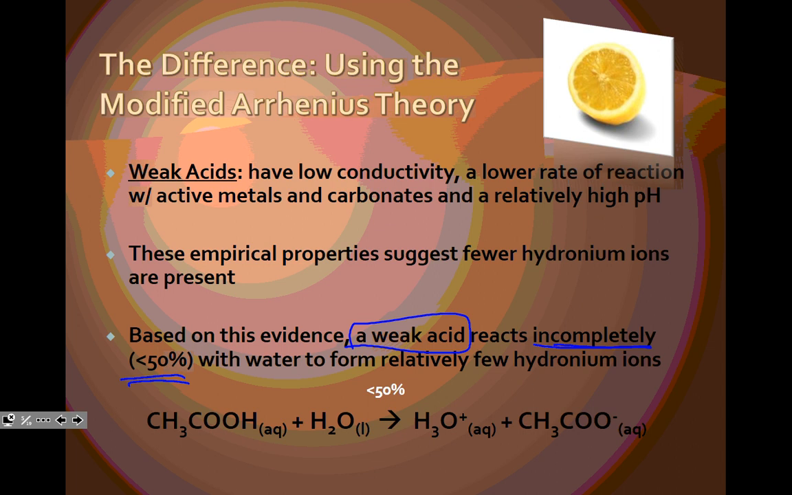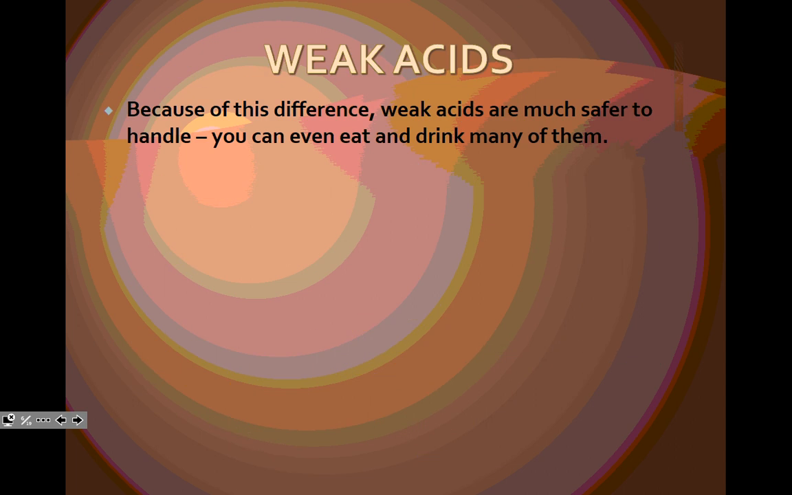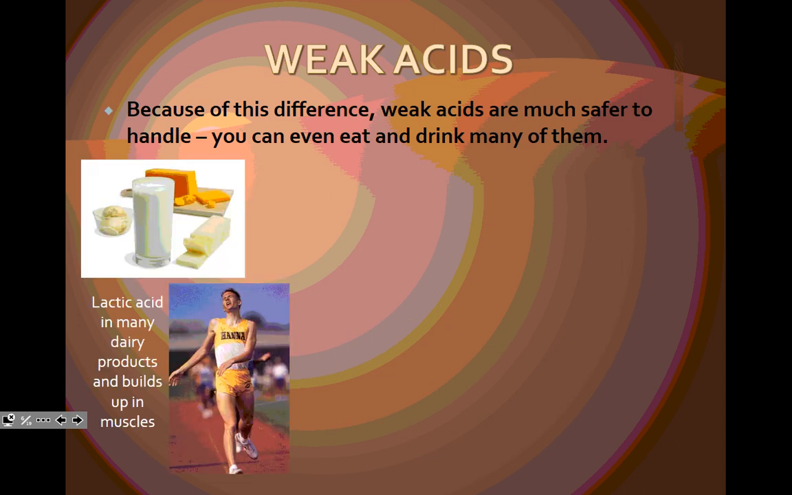So here's an example. Here's a very weak acid, right? So this hydrogen is going to react with the water. It's going to bring in that H+, right, to form hydronium. But this reaction here only happens less than 50% of the time. It could even be as low as like 1% of the time. This is something we're going to spend some time on in Chem 30. So this is something that may actually help you with Chem 30. Weak acids, because of this difference, weak acids are much safer to handle.